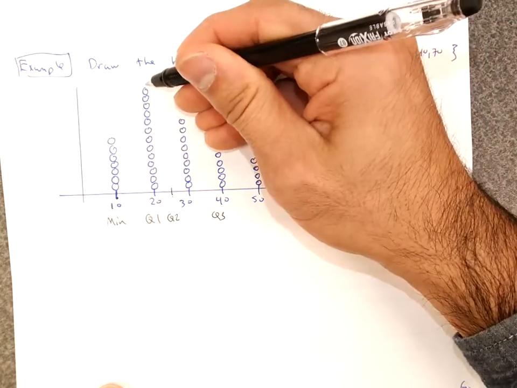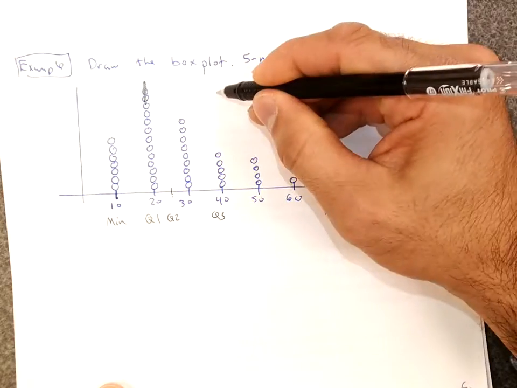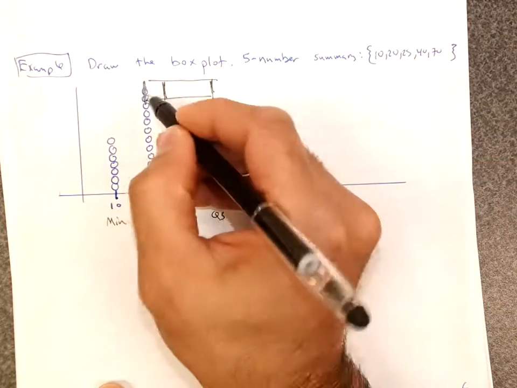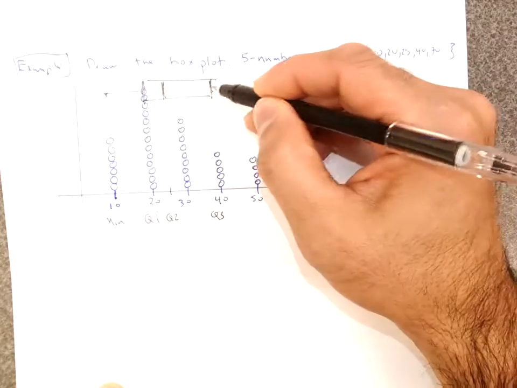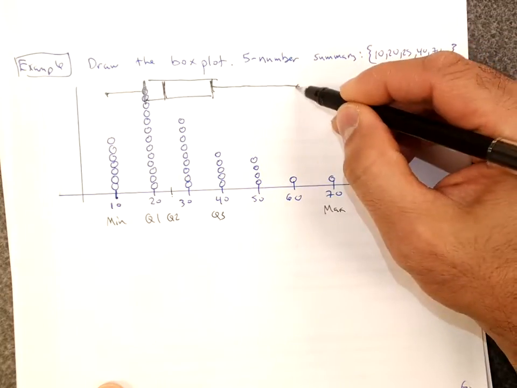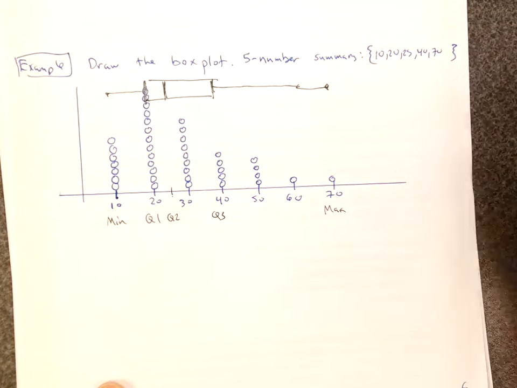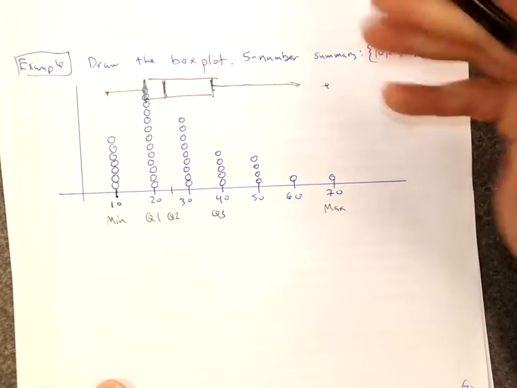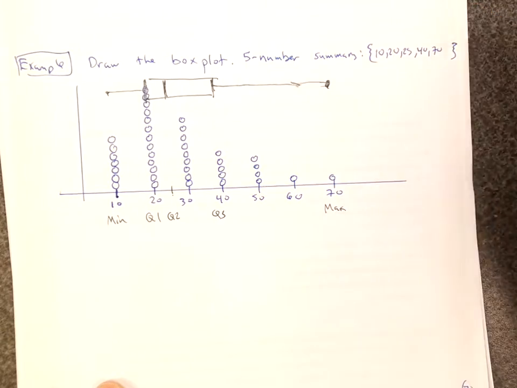Okay, so let's draw a box from Q1 to Q3 with an extra line here at Q2 and whiskers out to the minimum and maximum values. I'm sorry, I didn't draw that very well, a little sloppy. Okay, like so.